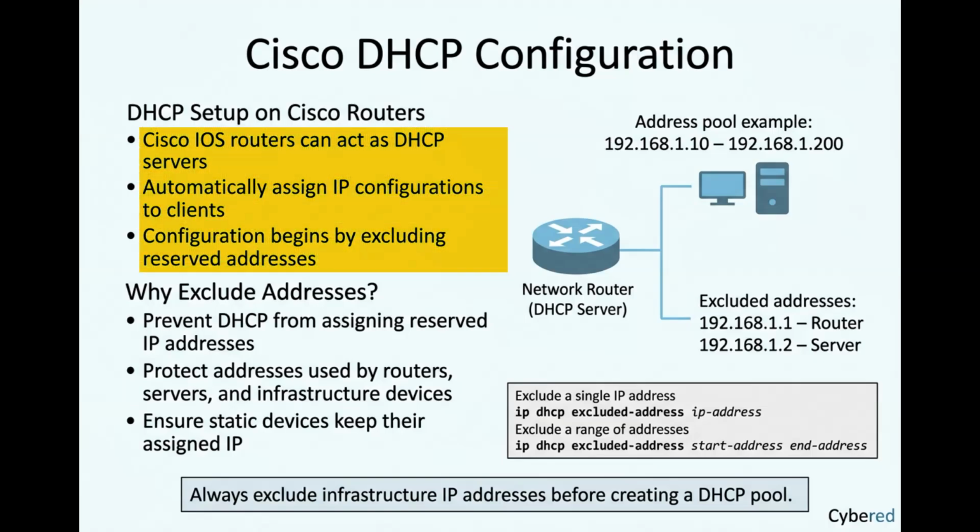Configuring DHCP on a Cisco IOS router is straightforward and allows the router to automatically assign IP configurations to clients on the network. Before creating a DHCP pool, it is recommended to exclude IP addresses that should not be distributed by the DHCP server. These typically include addresses used for routers, servers, or other devices with static IP configurations. So the commands used: this excludes a single IP address, ip dhcp excluded-address, IP address. And this to exclude a range of addresses, ip dhcp excluded-address, start address, and end address.